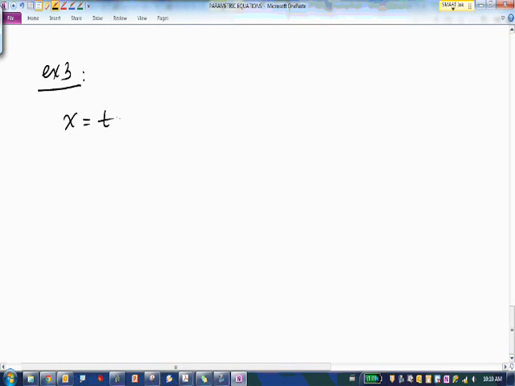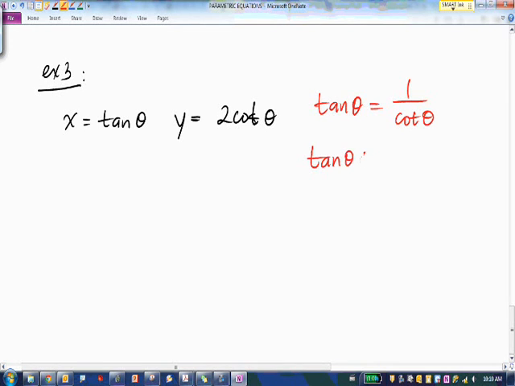Here's another situation where you have to use a few tricks or some trig identities. Sometimes it's obvious, sometimes it takes a little bit of thinking. Let's say x is tangent of theta and y is cotangent of theta. So what would this look like? The most obvious one you can use is that tan of theta is just 1 over cotangent of theta. Or better yet, you can say tan theta times cotangent theta is equal to 1.